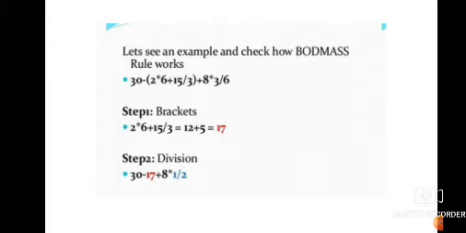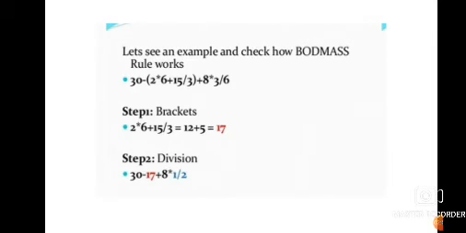And then you need to perform the next operation, that is division. Wherever it is given in the question, you're supposed to divide. 30 will be carried as it is. 17 was the answer of step 1. And then you need to add 8 multiplied by 3 over 6. When we divide 3 by 6, we get the answer 1 over 2.